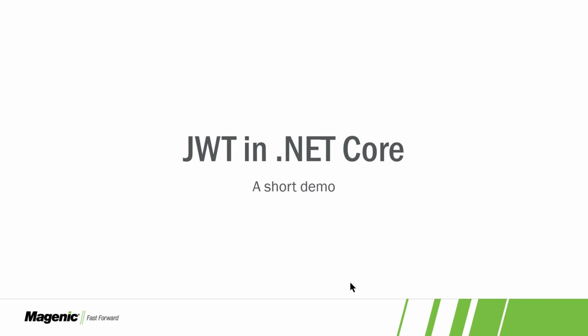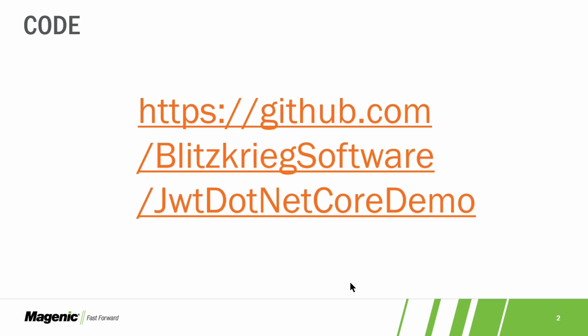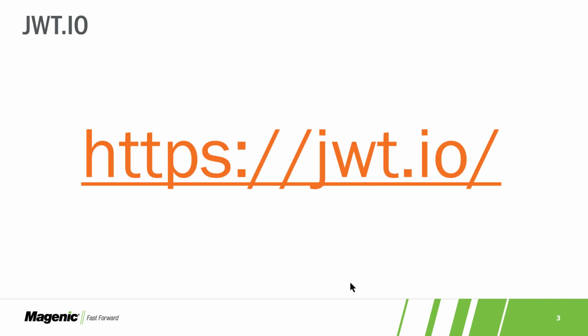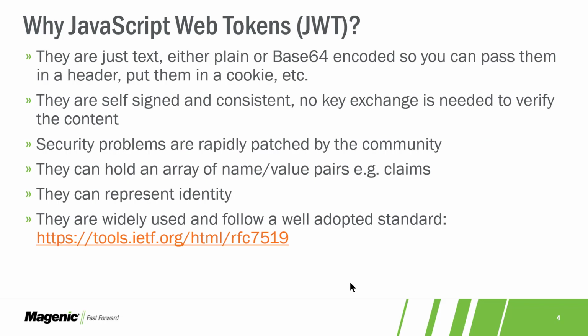JSON Web Tokens in .NET Core, along with a short demo. As always, you can find the source code for the demos up on my GitHub, and you can read more about JWT tokens and what they're used for and keep up to date on all of the latest information, security vulnerabilities, etc. Why a JWT?